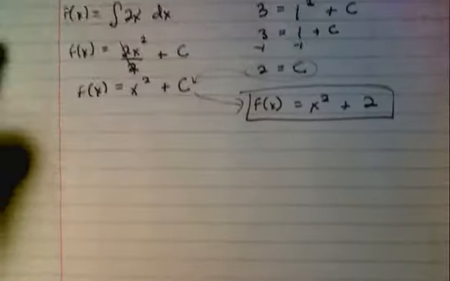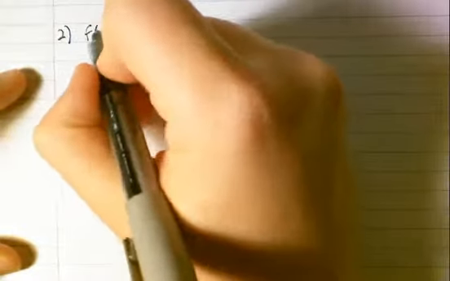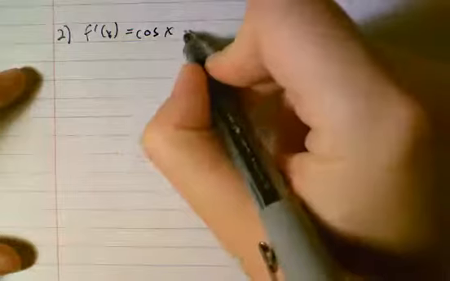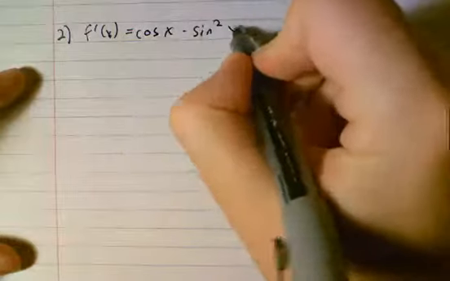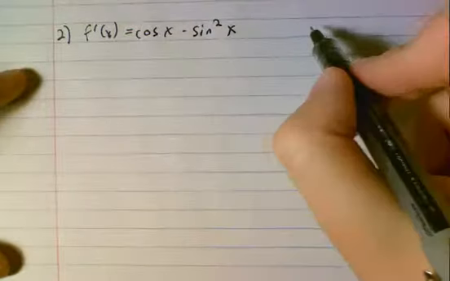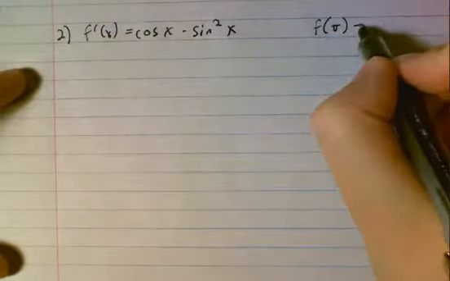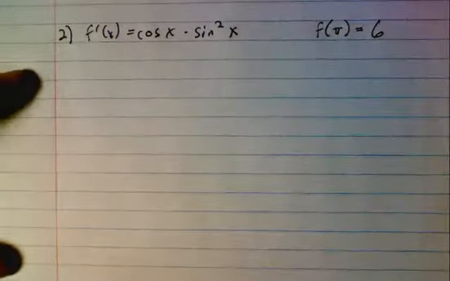We can also do this same thing if we have u substitution. So let's do another problem. Let's say we know that the derivative of f of x is cosine of x times sine squared of x. And we know that when x equals pi, f of x equals 6.